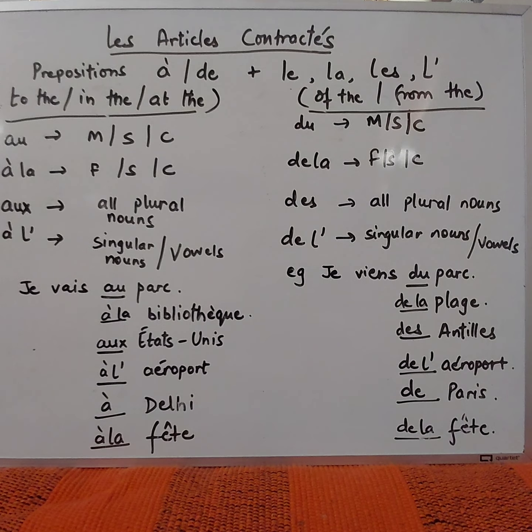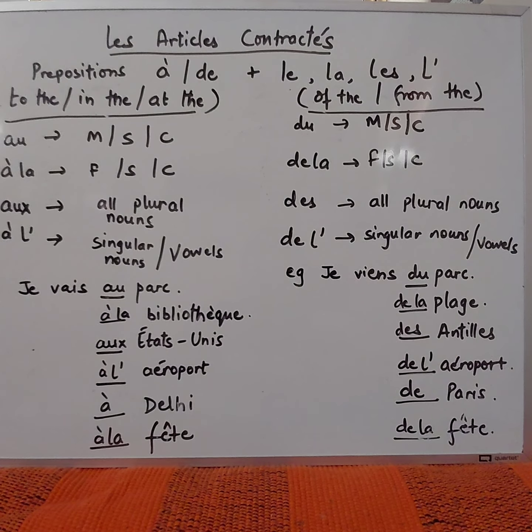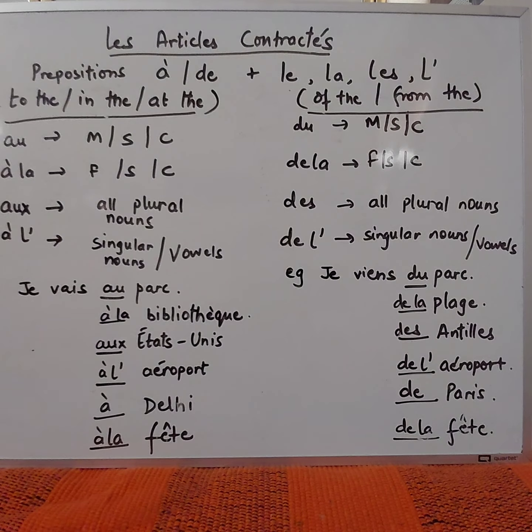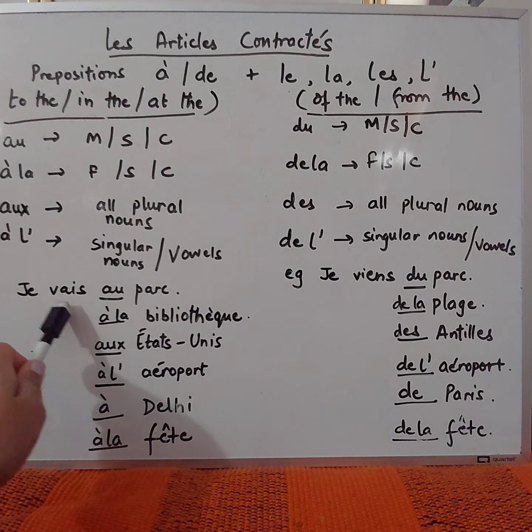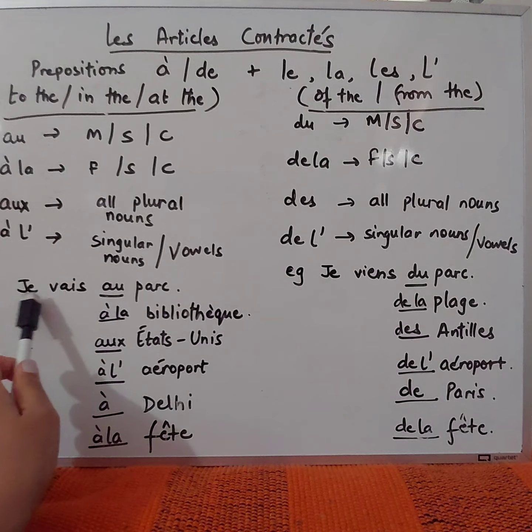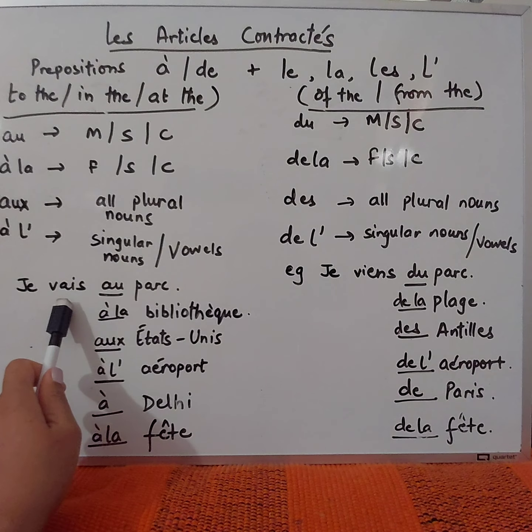So as you know, I go to the park or I'm going to the park, that is simple present tense or present continuous tense in English, right? So in French, we write them in the same way, that is je vais. So je vais means I go or I'm going. It is the same thing.